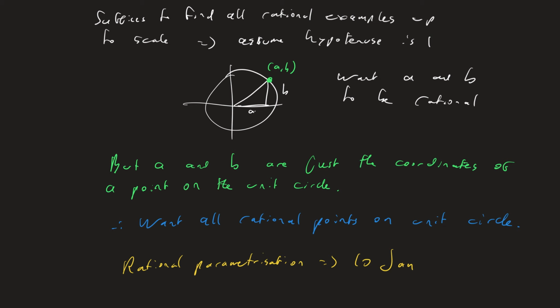Indeed, given a right angle triangle with rational coordinates, we just have to divide all sides by the length of the hypotenuse. It can then be drawn precisely in this diagram, and since its lengths are rational, in particular A and B are both rational, it corresponds to a point on the unit circle with rational coordinates. If we had a rational parametrization of our unit circle, we could answer this question. And on the 10th of January, we indeed discussed a rational parametrization of the unit circle.